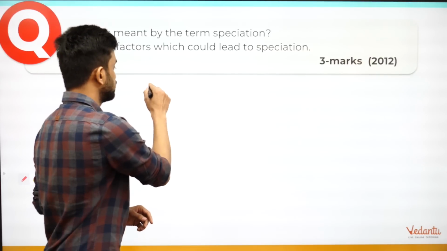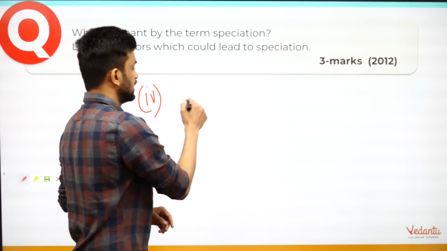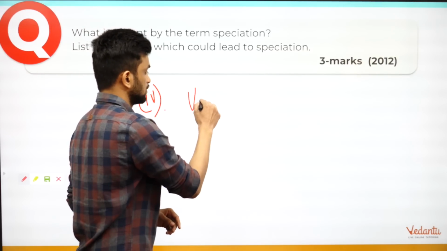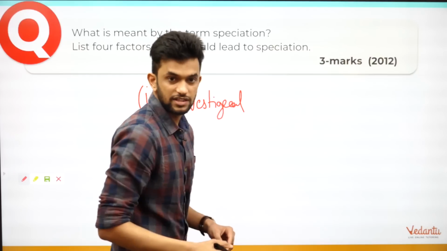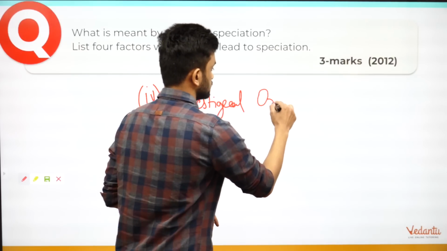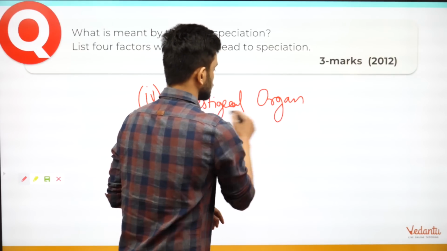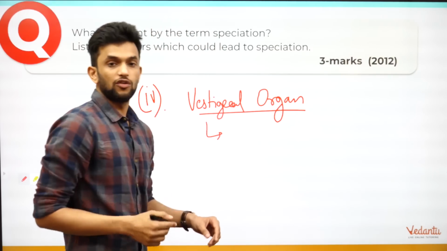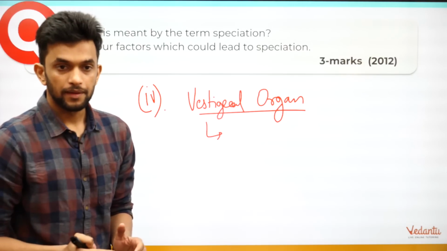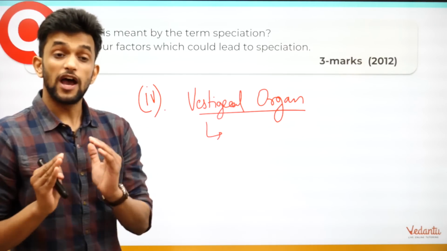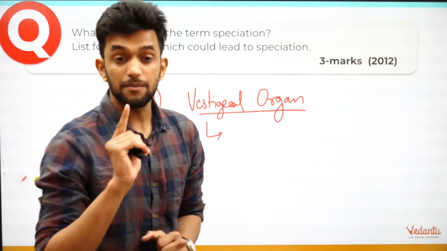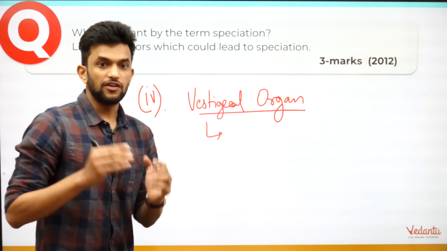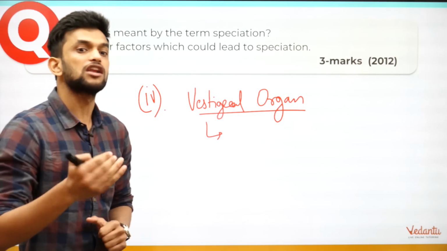Third and fourth is vestigial organs. What are vestigial organs? These are organs which were functional in our ancestors, but they became non-functional in us. They were functional in our ancestors, but they are non-functional in us.